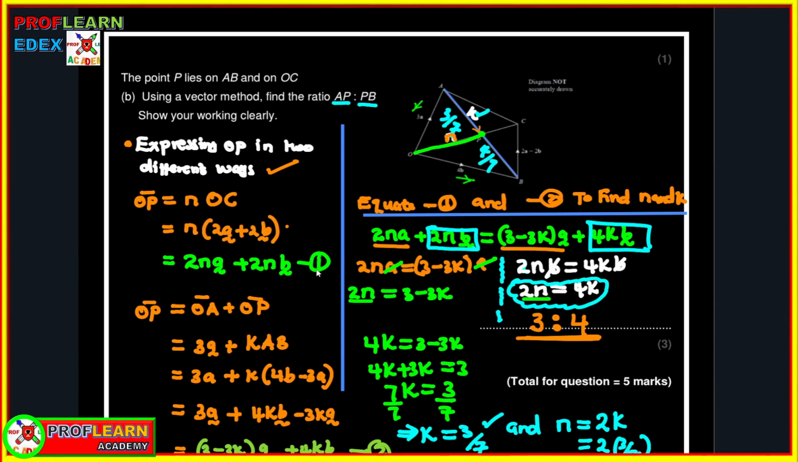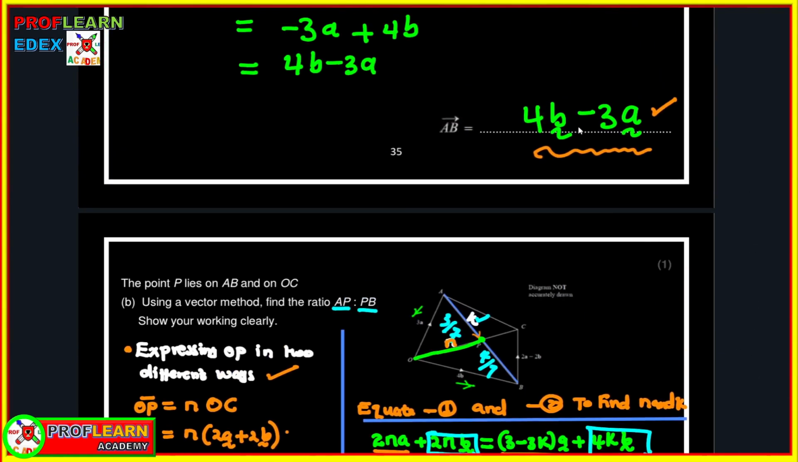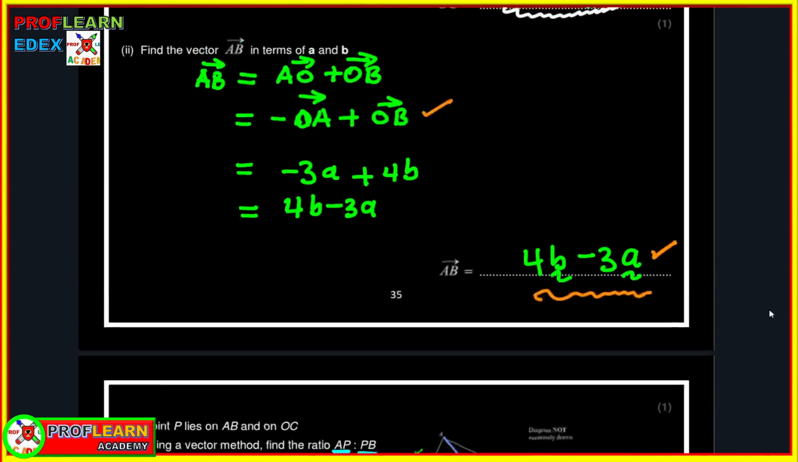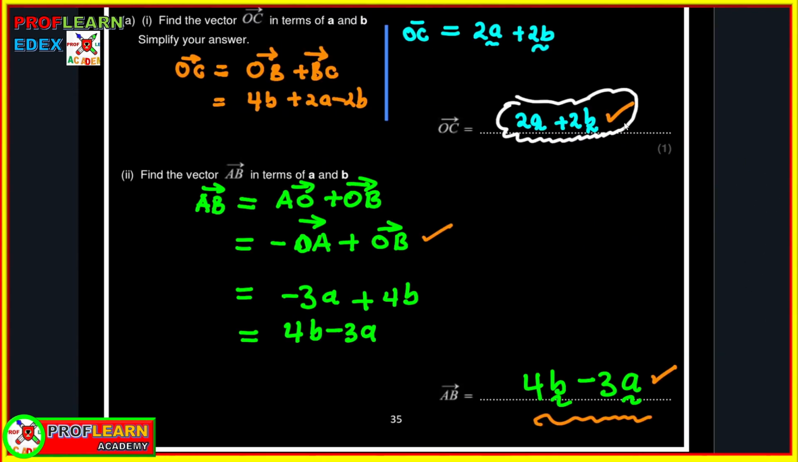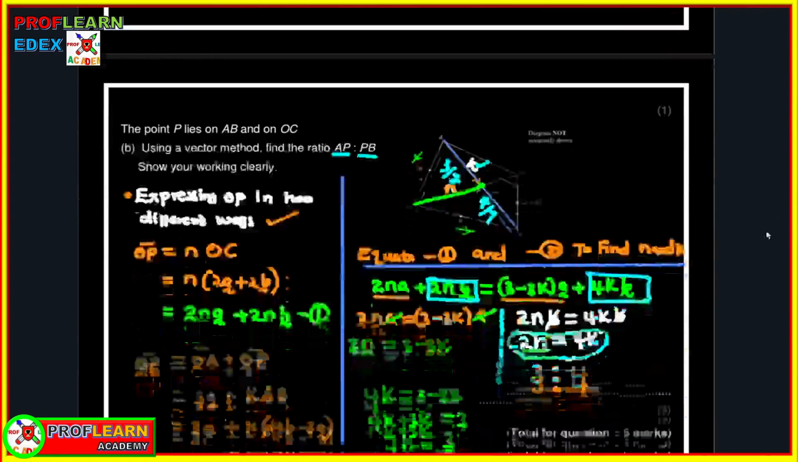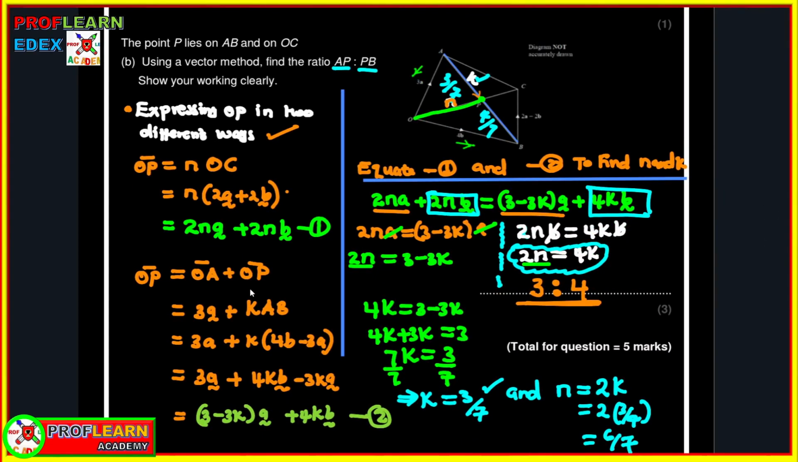If you go down and simplify this, because we know OC already, we had gotten OC somewhere here. OC is here. So if we multiply this by N, that is going to give us our OP. That simplified and gave us the first equation.